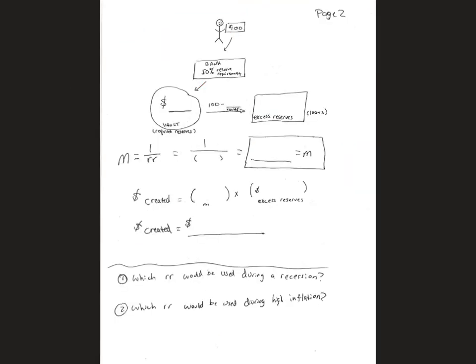So as we look at the next problem where it's 50%, so $50 goes in the vault, $50 in excess reserve, 1 over a half is 2. So the multiplier is going to end up creating less money. So during a recession, we would want to use lower reserve requirements, and during higher inflation, to create less money, we would raise the reserve requirement.